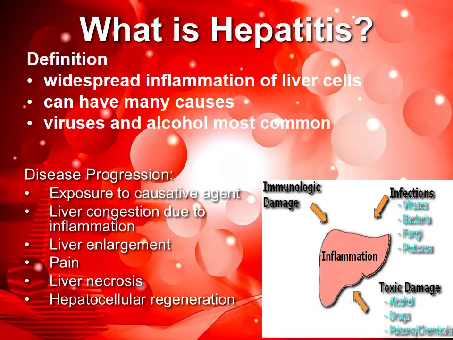As the disease progresses, the liver's normal lobular pattern becomes distorted due to widespread inflammation, necrosis, and hepatocellular regeneration. What do you think that means, hepatocellular regeneration? The body tries to heal the damage, but normal liver tissue is replaced with scar tissue during the regeneration process.